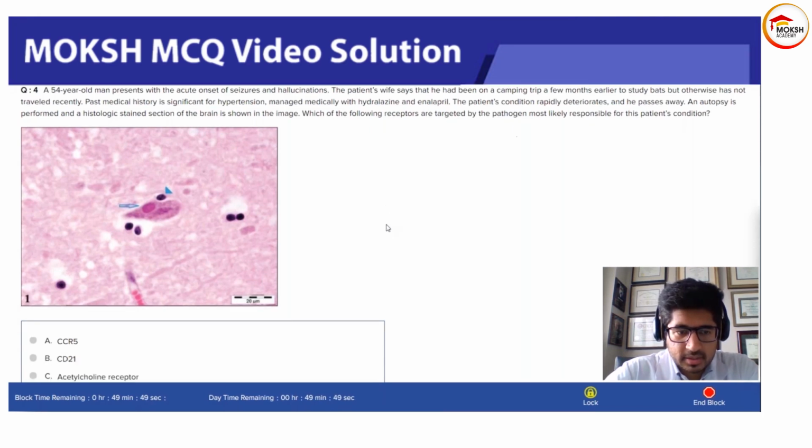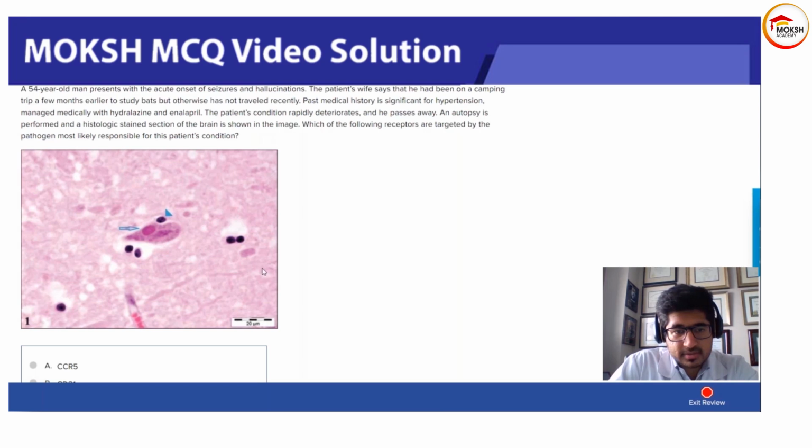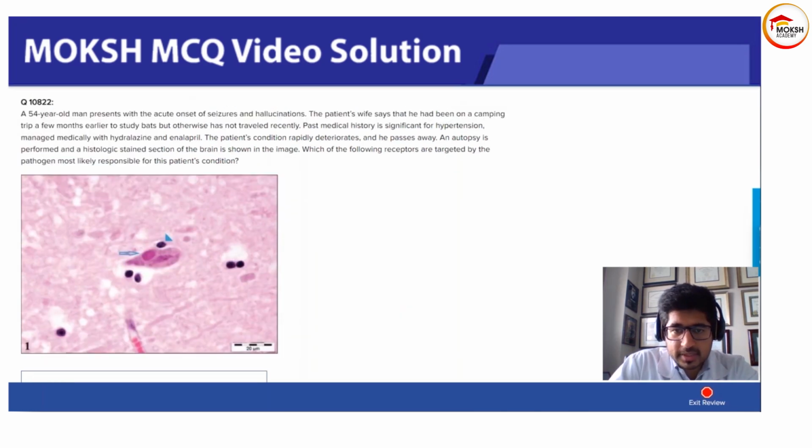All right. So we have option A, CCR5, option B is CD21, option C is acetylcholine receptor, option D is ICAM1, and option E is GABA. So yeah, this is rabies. The arrows are pointing out to Negri bodies. How did we come to the diagnosis?